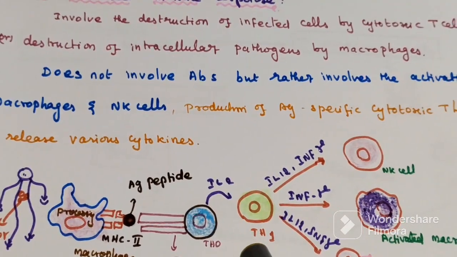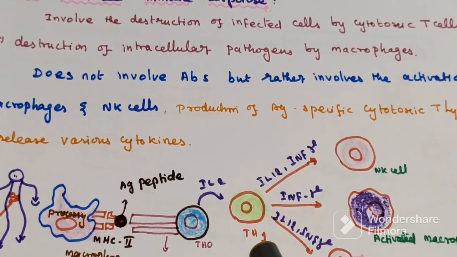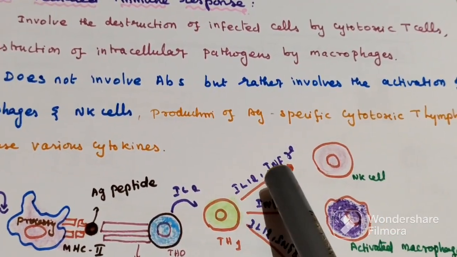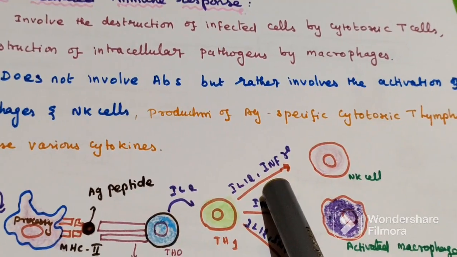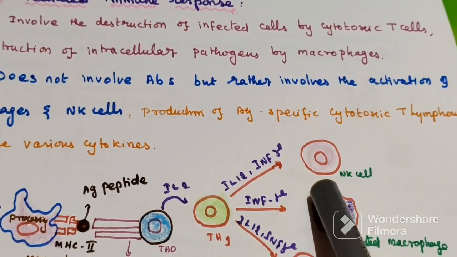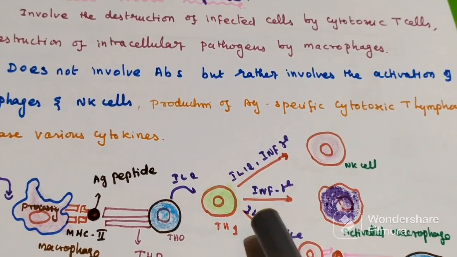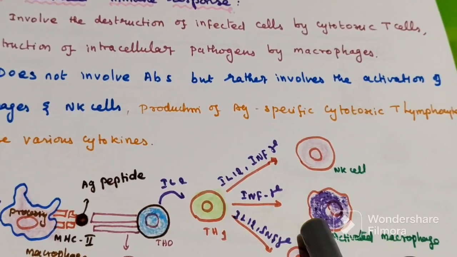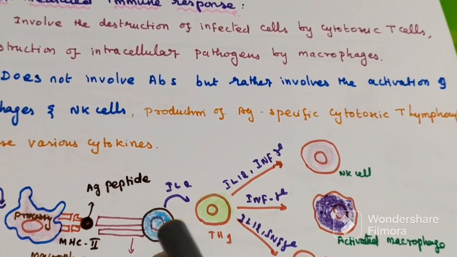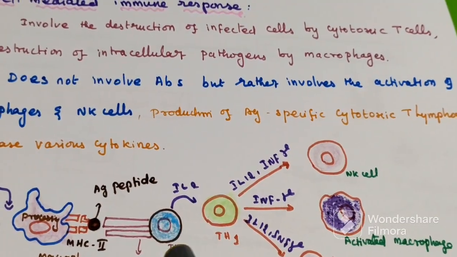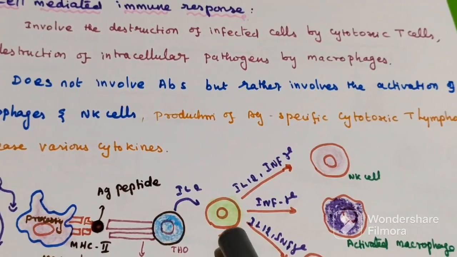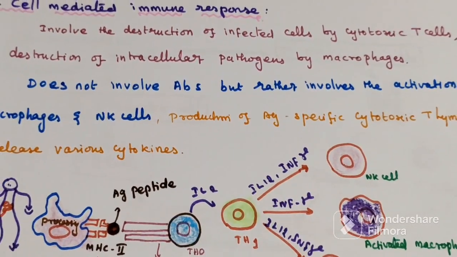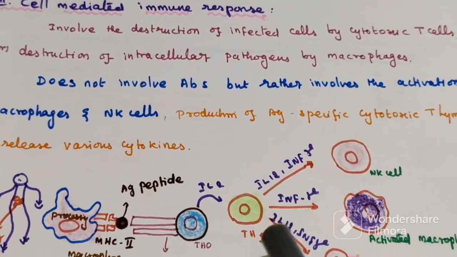Now this T helper 1 cell, with the help of cytokines, produces three components. In the case of interleukin 12 and gamma interferon release, it produces NK cell. This NK cell directly kills cancer cell. Interferon gamma release means it will activate many macrophages. These macrophages will activate T helper 0 cell. This T helper 0 cell will activate T helper 1 cell. So it is a continuous cyclic process: macrophages, T helper 0 cell, T helper 1 cell.